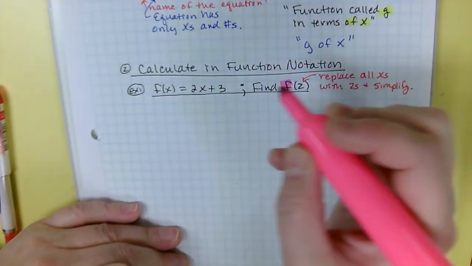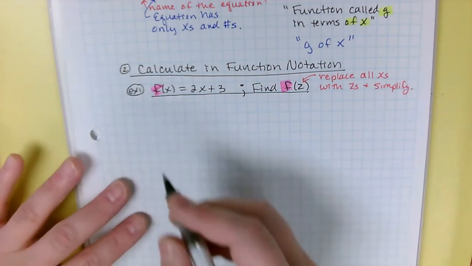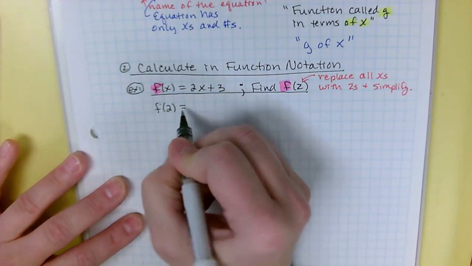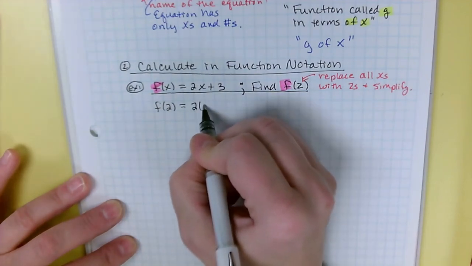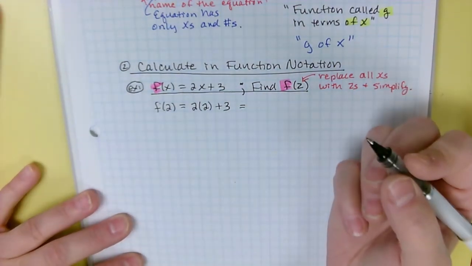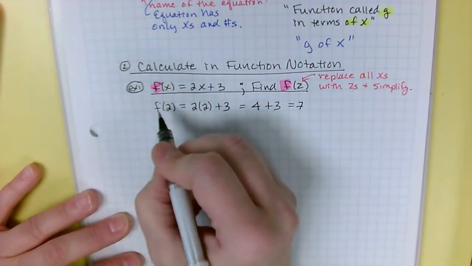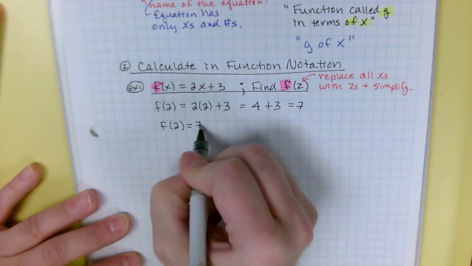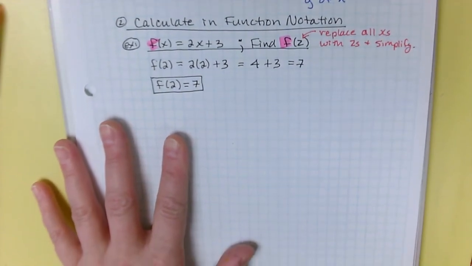And again, the f just tells you which equation you're going to use. That's its sole function. So replace all the x's with 2's and simplify. All right, so let's do that. Here we go. F of 2, because I'm replacing with the 2, equals, I'm going to replace the x with the 2. So instead of 2 times x, I'm going to use parentheses, 2 times 2 plus 3. You multiply before you add. 2 times 2 is 4. 4 plus 3 equals 7. So your answer would be f of 2 equals 7. I replaced the x with a 2 in equation f, and I got a 7.